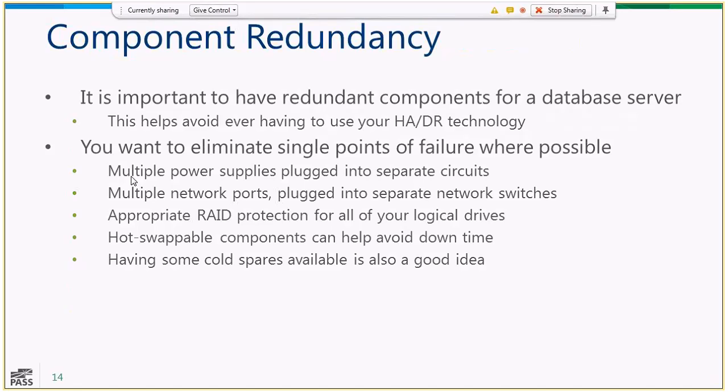Having multiple network ports that are plugged into separate network switches, having an appropriate level of RAID protection for all of your logical drives. But don't think that RAID is going to protect you from everything. All it's doing is trying to protect you from going down just from losing one or two hard drives. And then having hot swappable components in your server. And most rack-mounted servers are going to have all these things, but if your organization is using tower servers, often you won't have hot swappable components.